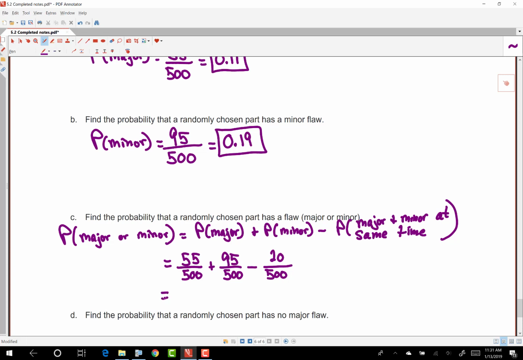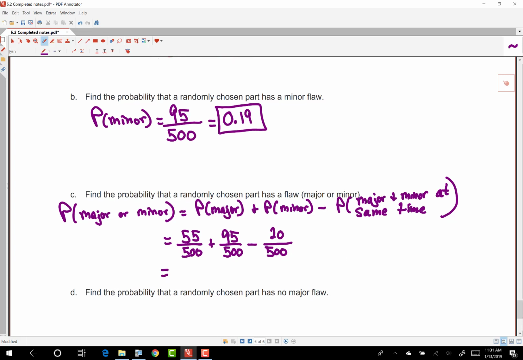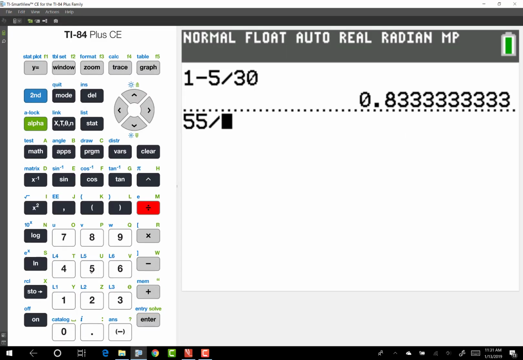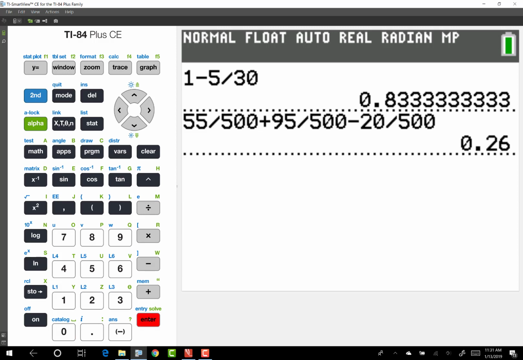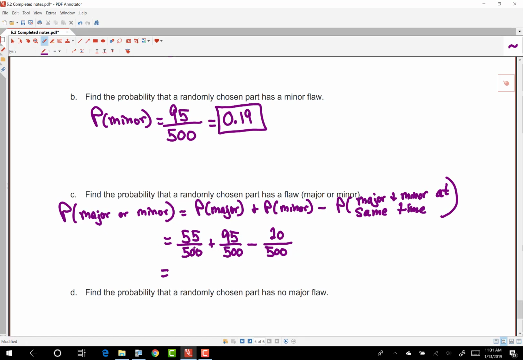Now you can just type these three fractions into your calculator. 55 divided by 500 plus 95 divided by 500, minus 20 divided by 500. And you can get the answer that way. It's 0.26. Or, since all of these have the same denominator, you could just add and subtract the numerators and just divide by 500 once.